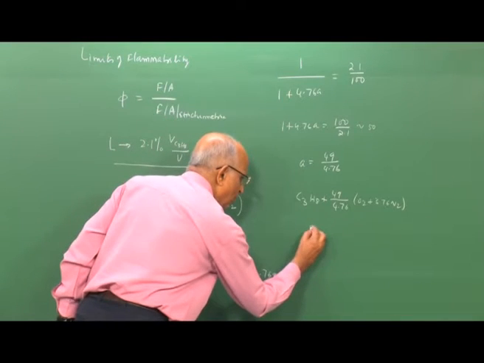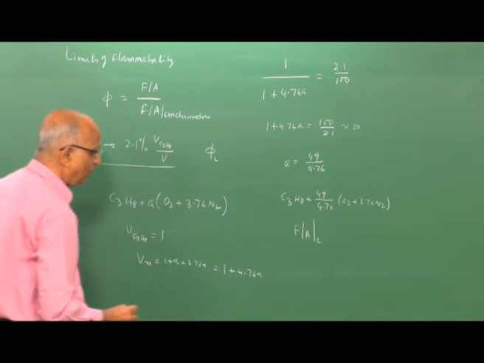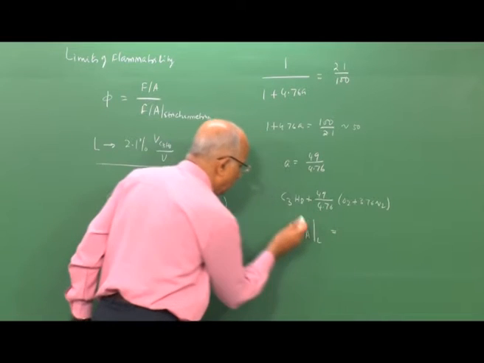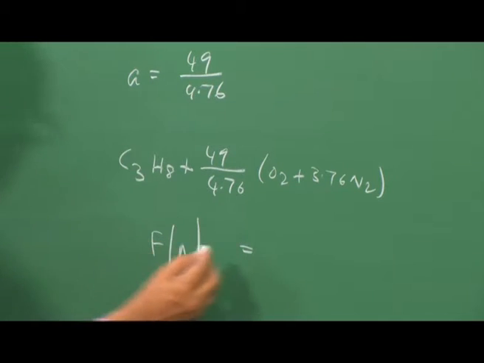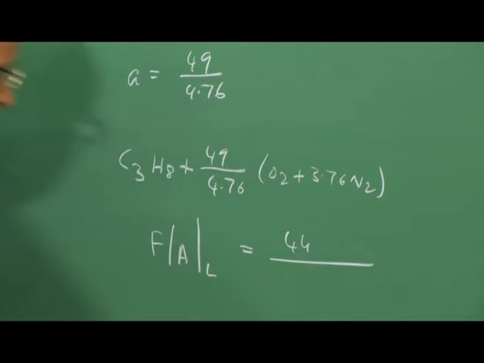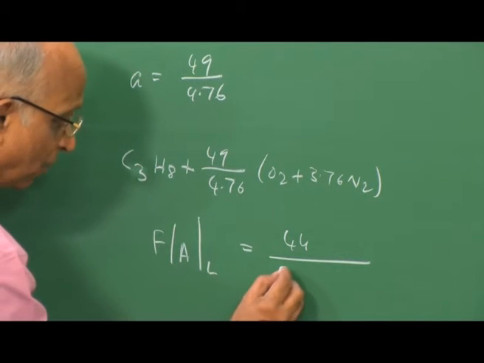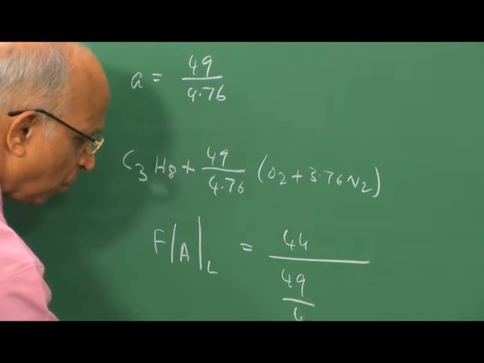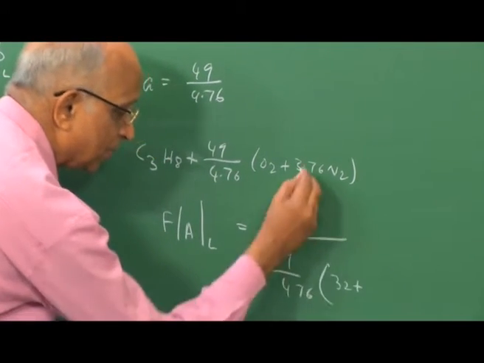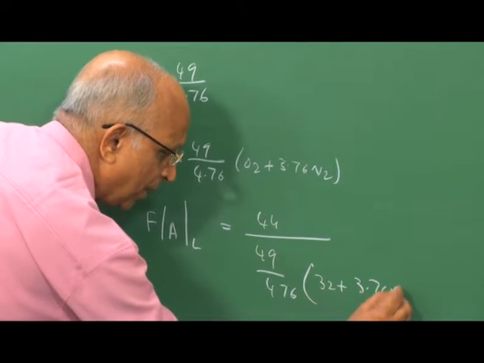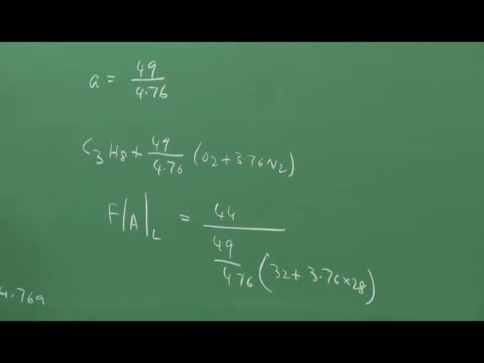Therefore, what is the value of fuel by air at the lean limit of the mixture, the actual value? Well, the molecular mass of 1 mole is 12 3s are 36 plus 8, 44 grams. What is the value of the air which is associated? I have 49 divided by 4.76 into 16 2s are 32 grams plus 3.76 into 28. This is the fuel-air ratio at the lean limit.